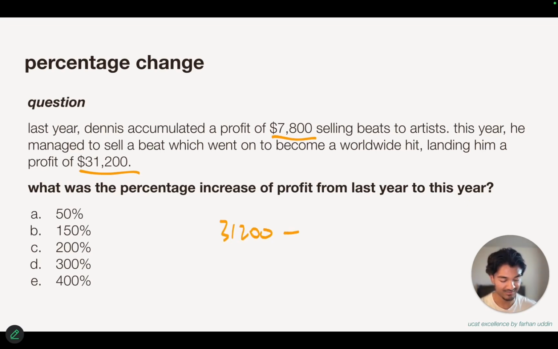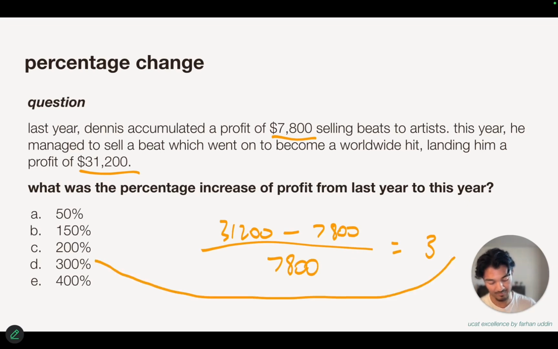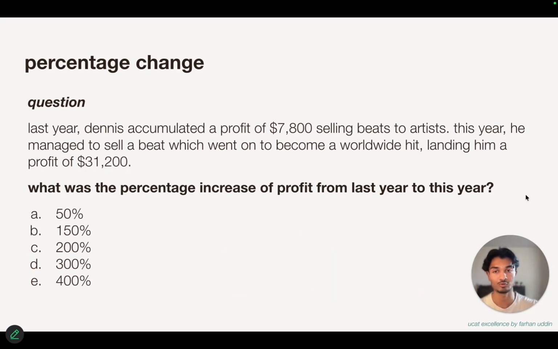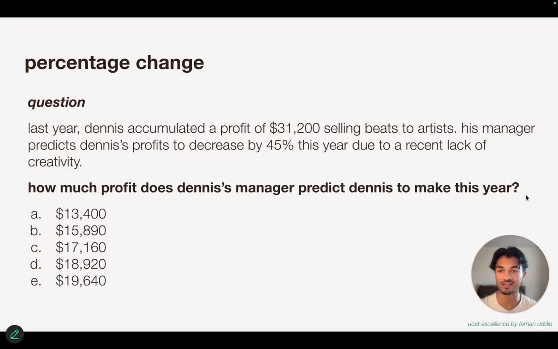31,200 minus 7,800 divided by 7,800. You end up getting the output of 3, which actually means that the percentage change ends up being 300%. Fantastic. Good stuff. Now, let's move on to the next question. Feel free to pause the video now and have a go.